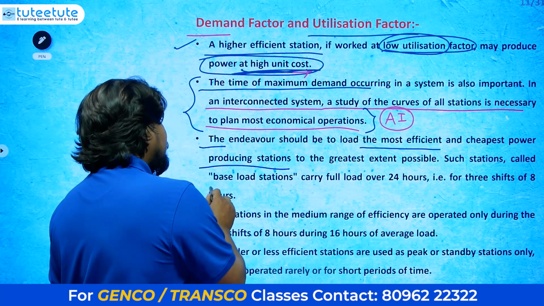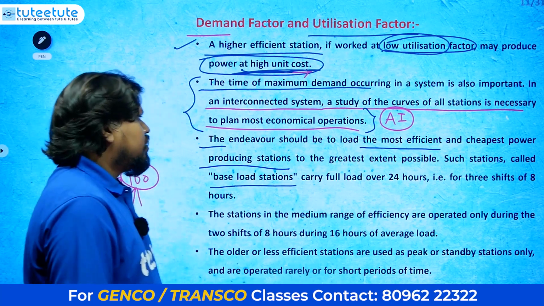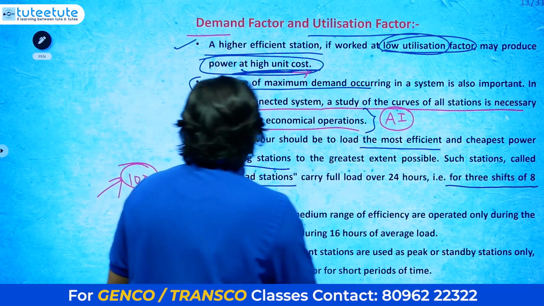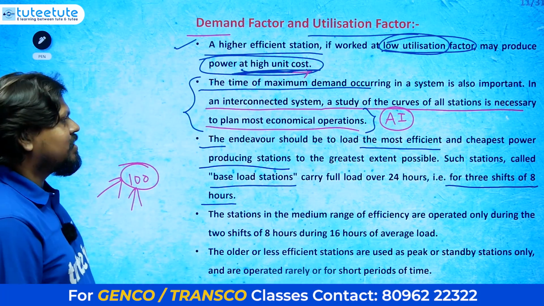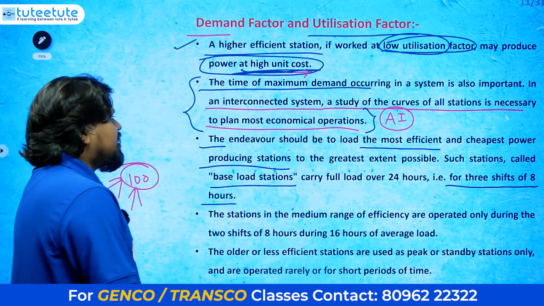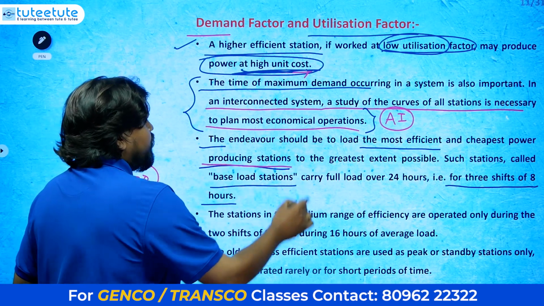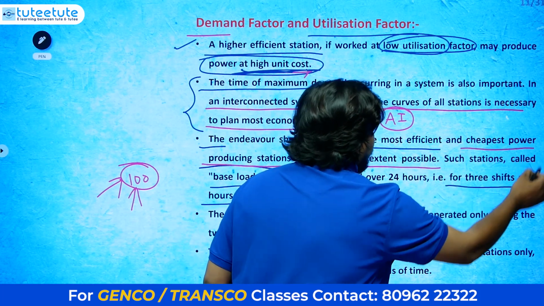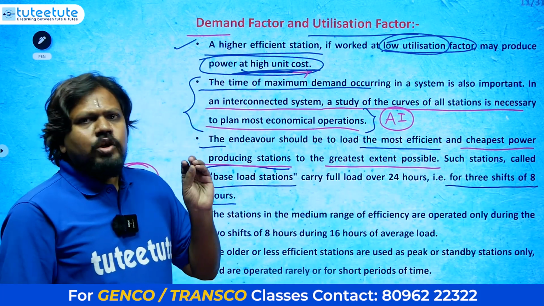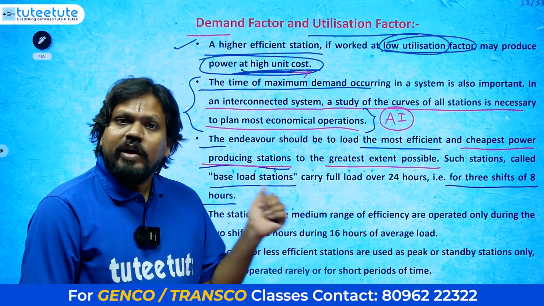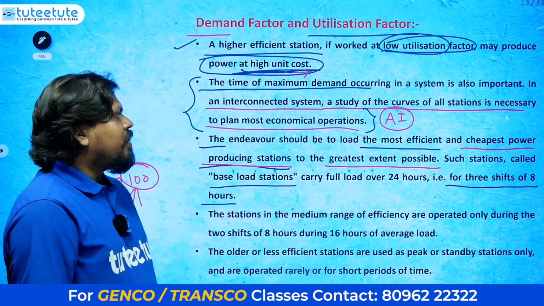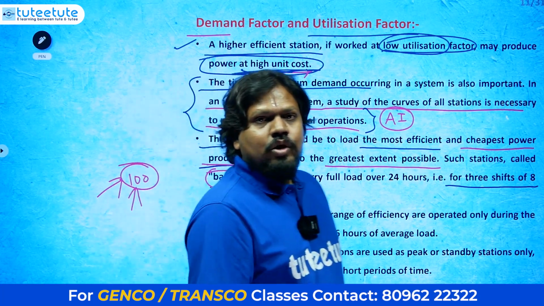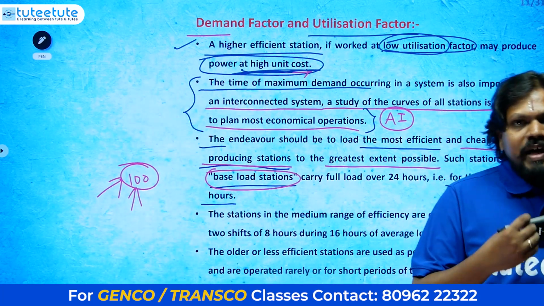Such stations are called base load stations. They carry full load over 24 hours, for 3 shifts of 8 hours. See what they have mentioned here. If some station is producing power at the cheapest, that means the unit cost from that power plant is very low, that kind of power plant you need to choose as a base load power plant.